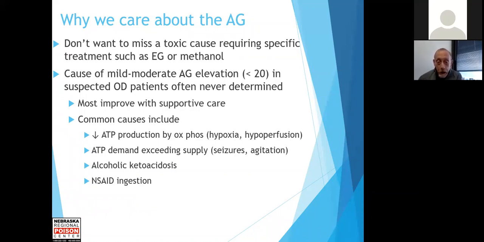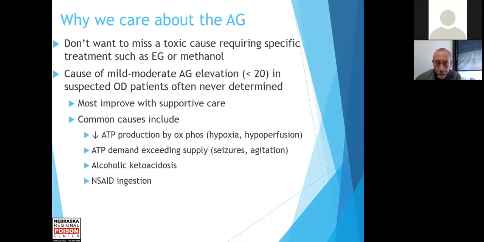So why do we care about the anion gap in the suspected overdose patient? Well, a lot of these guys are going to have an anion gap for various reasons. They may have been agitated, or they may have had some seizures, and that may have increased their demand for ATP, which they couldn't meet, and they had a transient acidosis. They may have been hypotensive, hypoxic. And that acidosis may resolve with supportive care as the underlying cause is treated. But we don't want to miss some cause of an acidosis that's not going to get better with supportive care. In other words, if it's something like a toxic alcohol ingestion, that's usually going to need some sort of specific treatment beyond just supportive care, and we don't want to miss that.